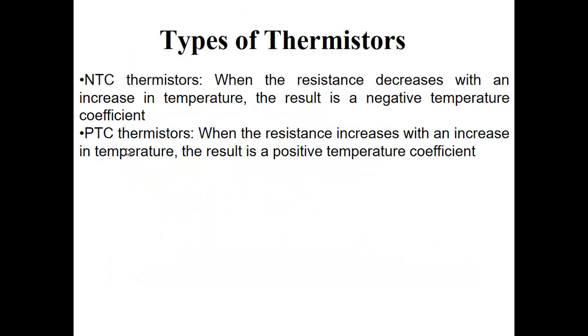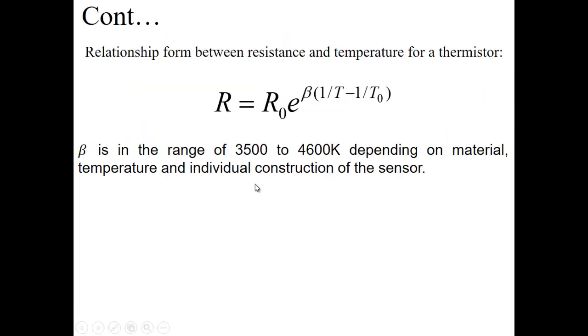Okay, as I said before, the thermistor has two different types, which are the NTC and PTC. What is the difference between those types? For the NTC, when the resistance decreases with an increase in temperature, the result is a negative temperature coefficient. I repeat again, when the resistance decreases with the increase of the temperature, the result is a negative temperature coefficient. However, for the PTC, when the resistance increases with the increase in temperature, the result is a positive temperature coefficient. I believe that this is very easy for you to understand.